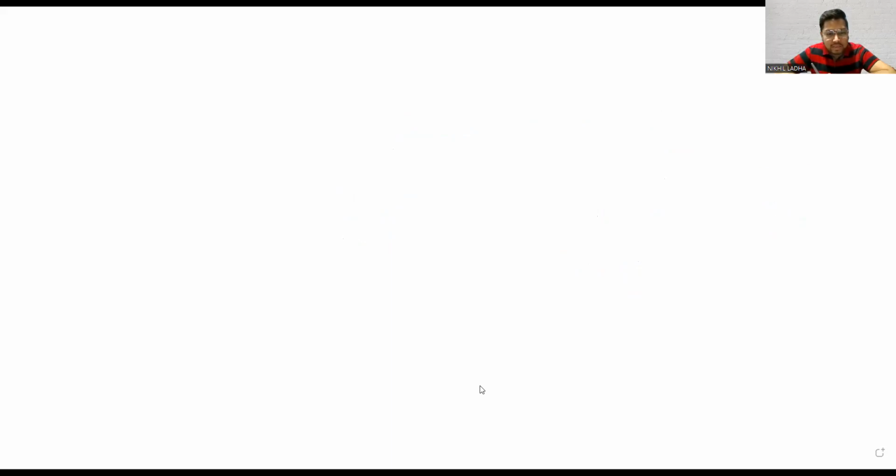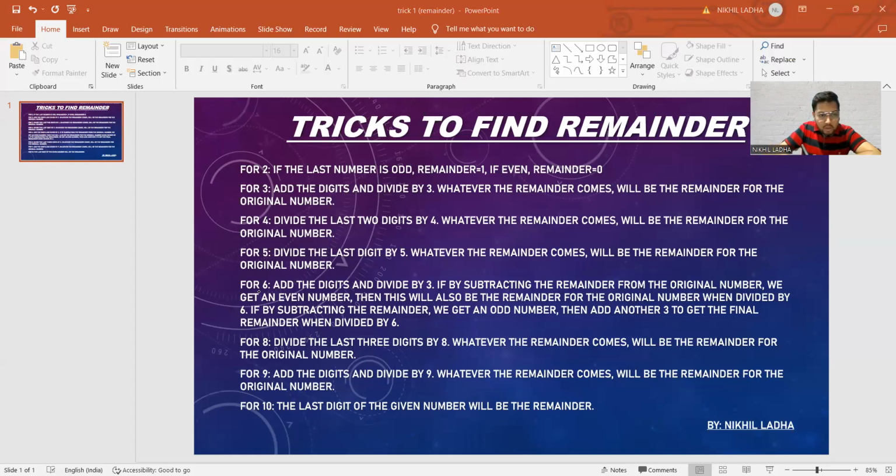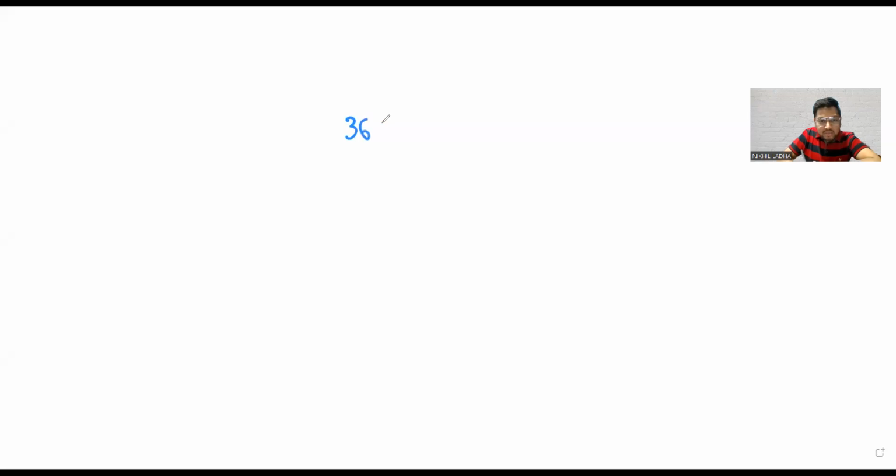For 5, it says divide the last digit by 5. Whatever the remainder comes will be the remainder for the original number. All right. Let's take the number 369487914. We are not bothered about the entire number. We are simply dividing 4 with respect to 5. We know that the range for the remainder is 0 less than or equal to r less than the divisor.